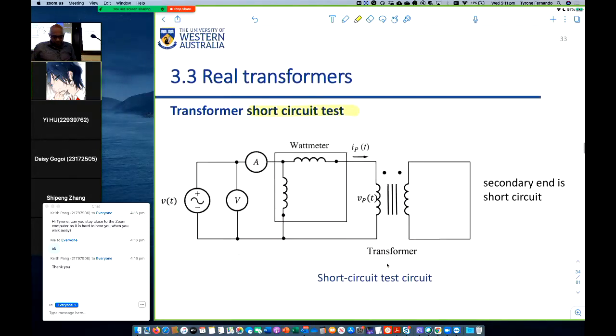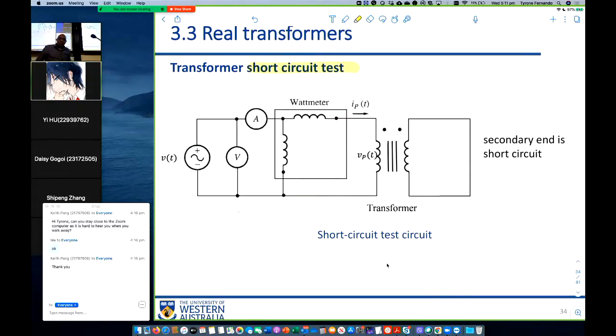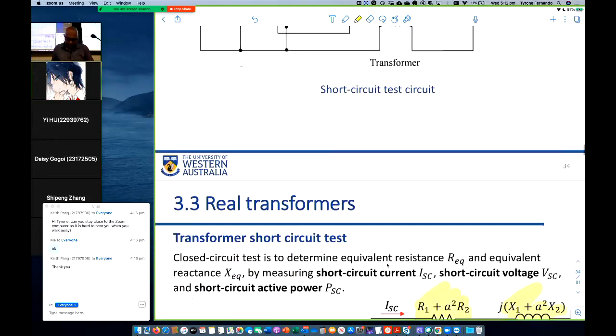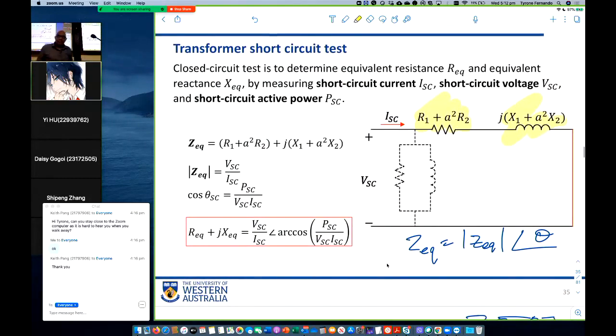So let's talk about the short circuit test. So this is a short circuit. Again, we are going to make the same 3 measurements, right? The power measurements, voltage measurements, the current measurement. So when you make the short circuit, all the current is going to flow through the series branch and nothing on the shunt, or very little, which we can ignore.